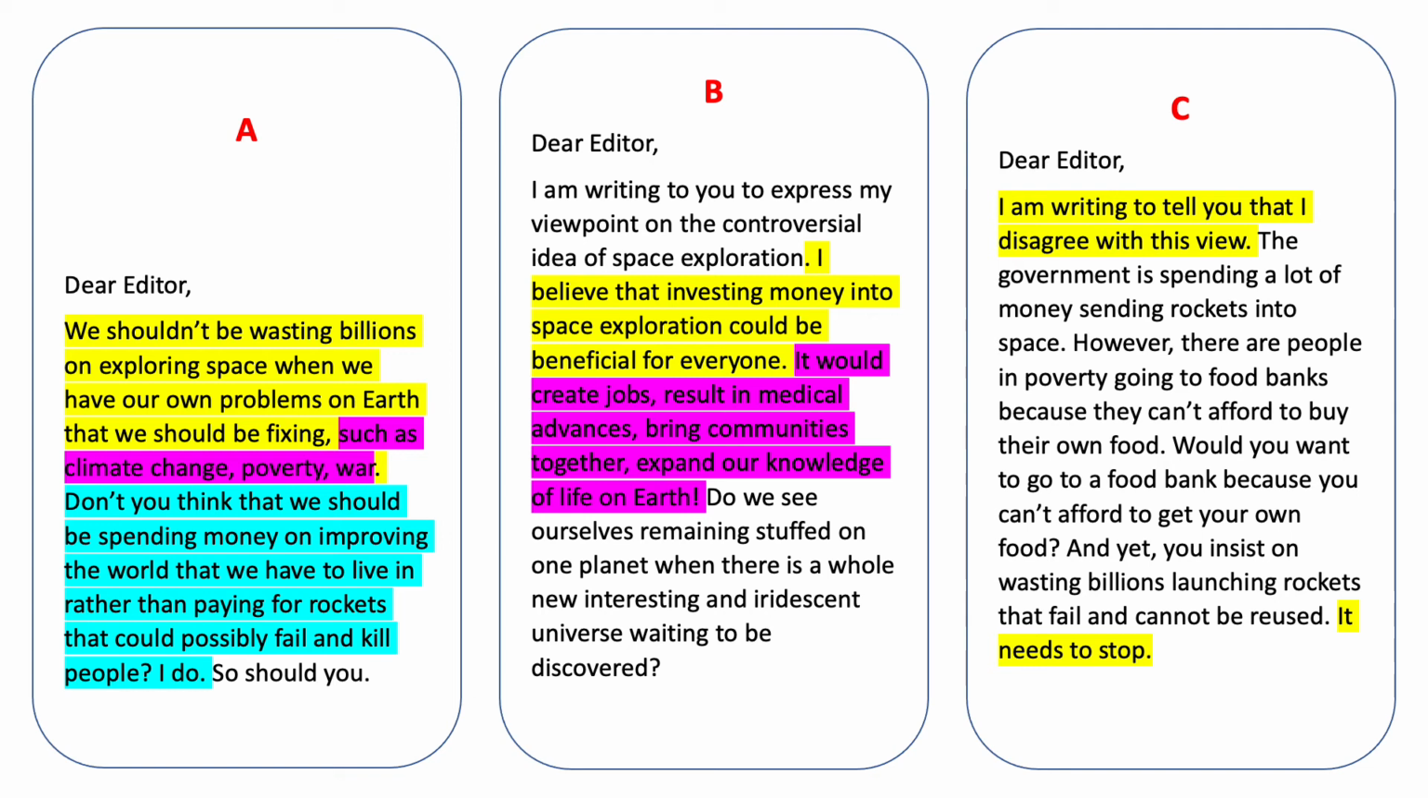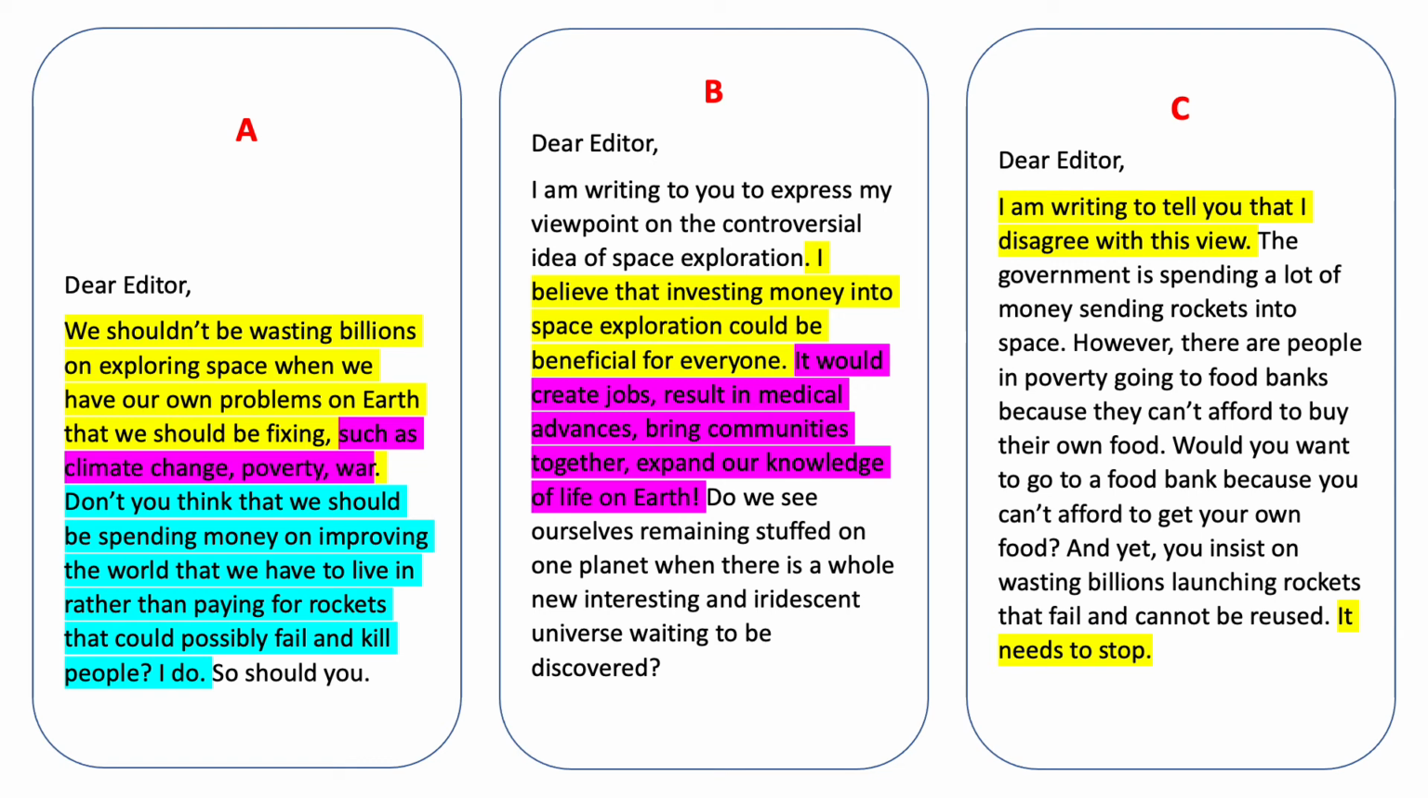Then we can start having a look at the techniques that are used. And I've deliberately highlighted techniques from AHA that you should have picked out. Now, if we're looking at the kind of purpley pink colour, we have got asyndetic listing. Listing that does not use connectives, it uses commas instead, such as climate change, poverty, war, and then it would create jobs, result in medical advances, bring communities together, expand our knowledge of life on Earth.